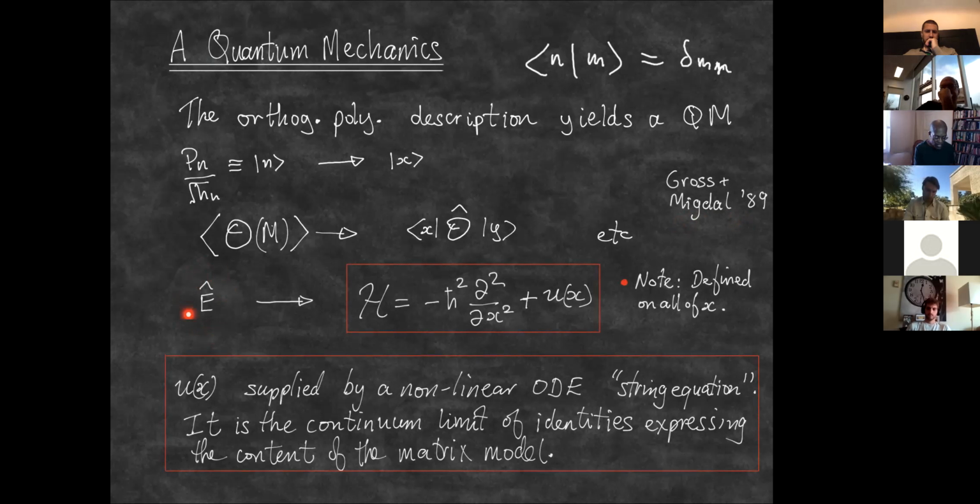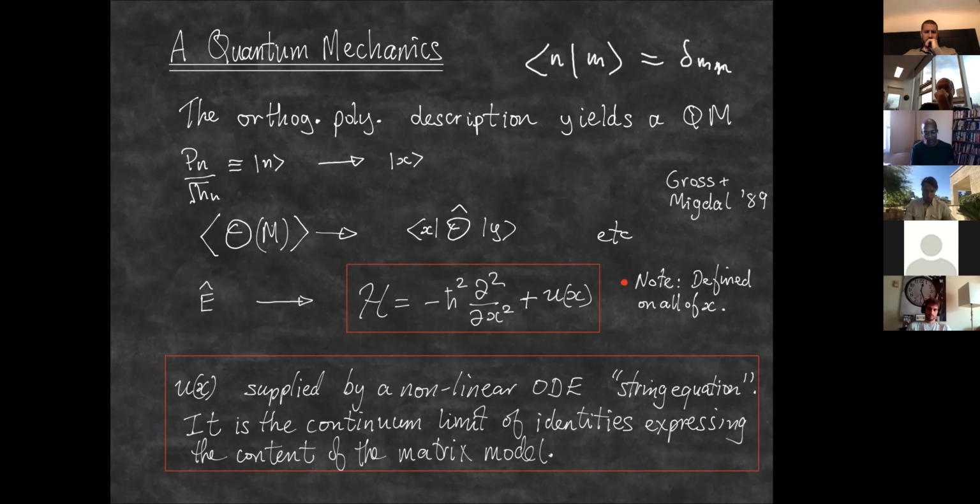This quantum mechanics is defined on all of x, this is H, and then the u is supplied by some nonlinear differential equation that I'll tell you about in a moment, which is often called a string equation, although there is some confusion in the literature. Sometimes people call the string equation the full thing, and sometimes people call the string equation just the leading order piece, and it's important to distinguish between the two, and I will in this talk.